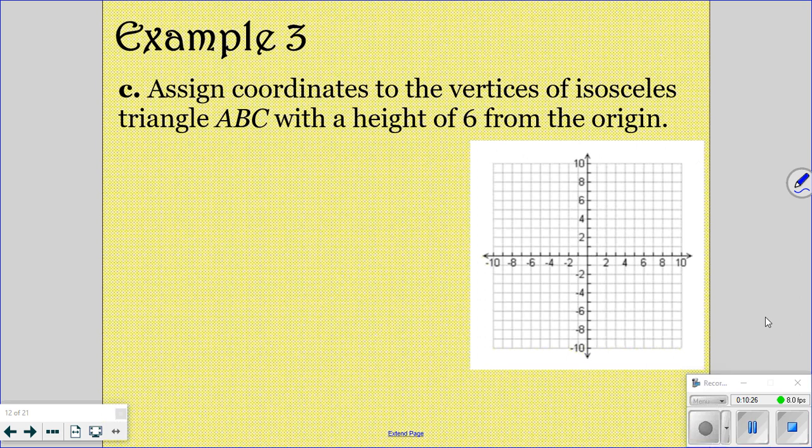Alright, so for this triangle, there are actually a couple of different ways that you can do it. I'm going to go over one, and then I'll try and hit the other ones, and you may have it correct, and it just not be one of the ones that I show. But there are several different ways you can do this one. It says it's an isosceles triangle, and it has a height of 6 from the origin. So that means that it's going to have a vertex at 0, 6.